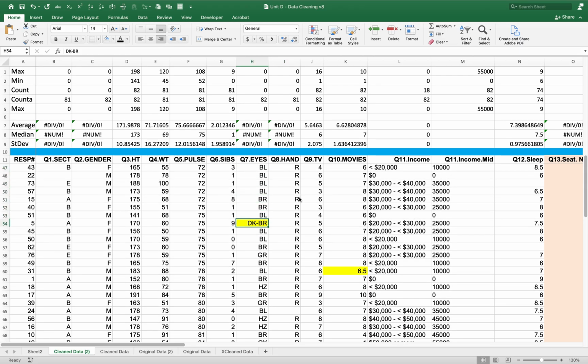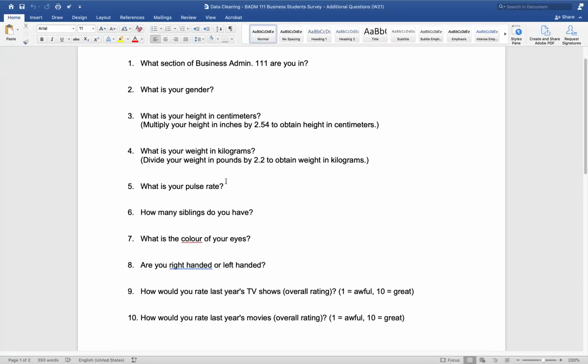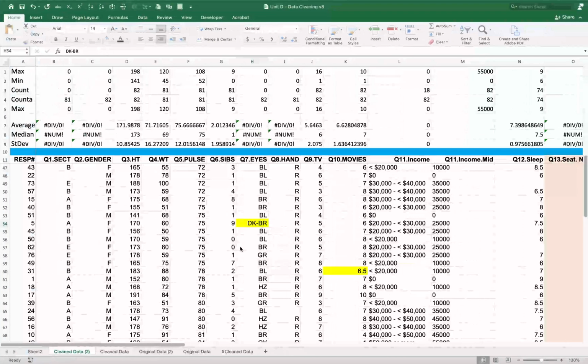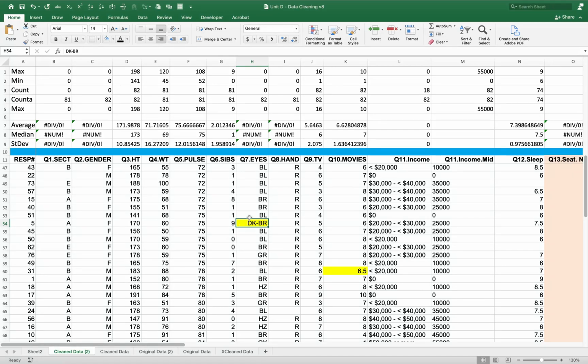So when you ask for eye color, which is what is the color of your eyes, this is really important that you give them categories. You give them categories like brown, green, blue, hazel, and so on, because if you don't, they will put down things like dark brown. So what I would do in that case is just change that to brown.